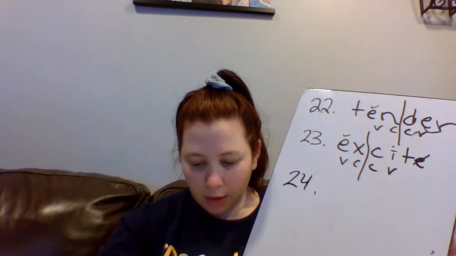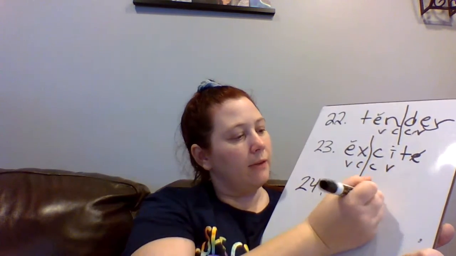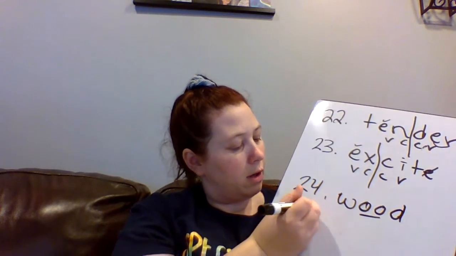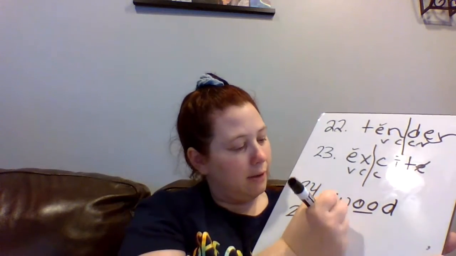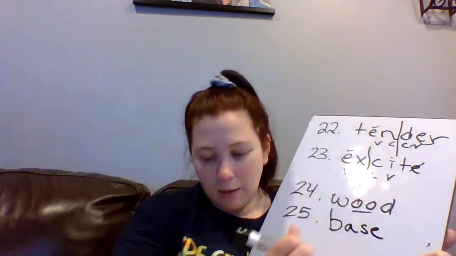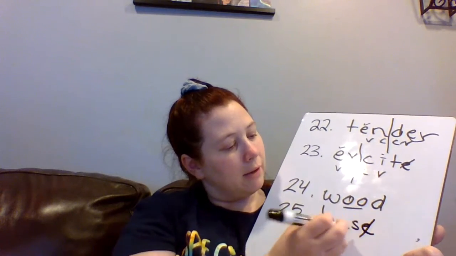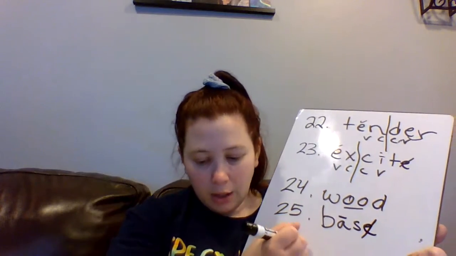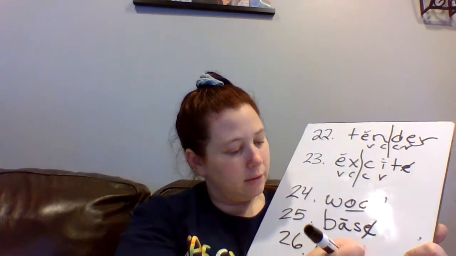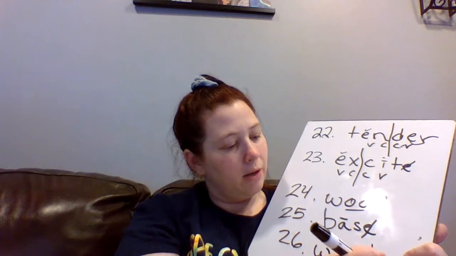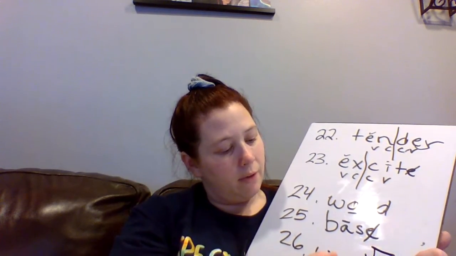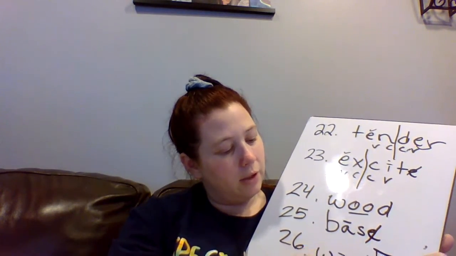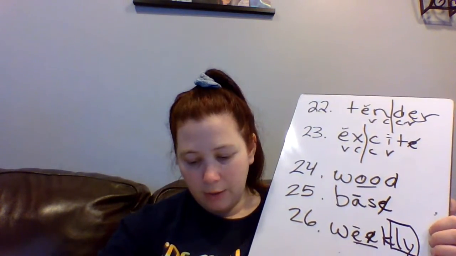24. Wood. Oh, they snuck an easy one on us. This is just our OO digraph. Wood. 25. Base. They stuck another one. They gave us another easy peasy. Our silent E, we have vowel, consonant, E, and our A gets a macron. And 26. Weekly. We have suffix ly here that we're going to box off. We have our digraph EE, where our second E is silent and the first E does the talking. It gets the macron, and that's all.